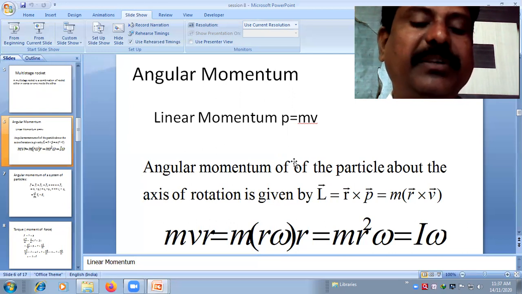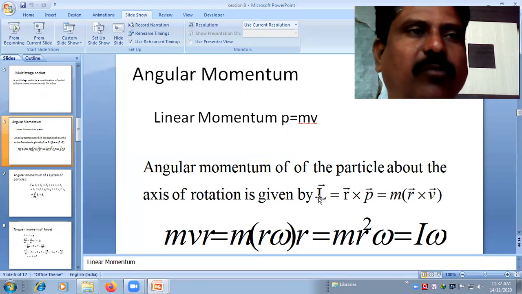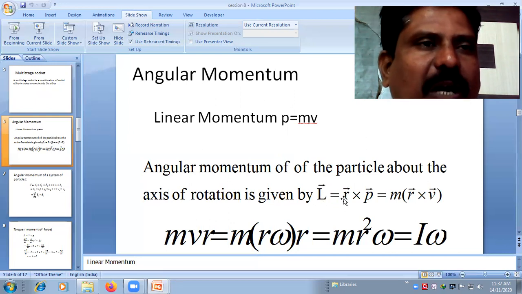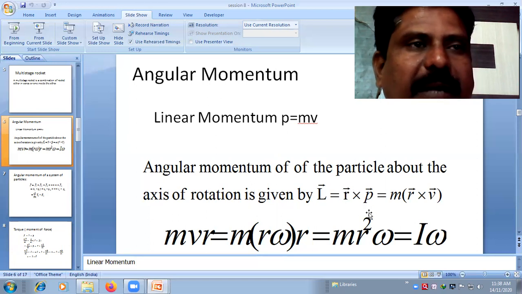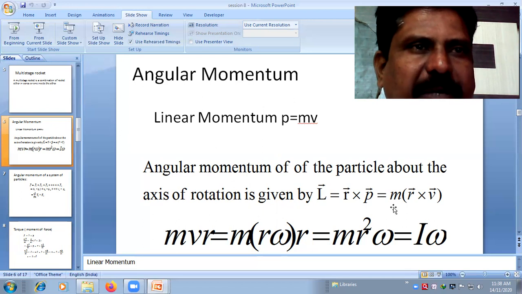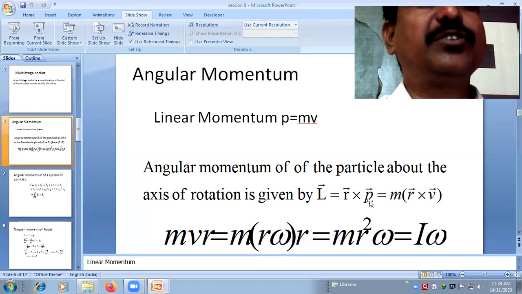So how are you measuring this one? It is given by the product of the radius vector and the linear momentum of that particle. That is designated by the symbol capital L equals small r cross P, where r is the radius vector and P is the linear momentum. Then it becomes small m into v, since momentum is nothing but m into v.